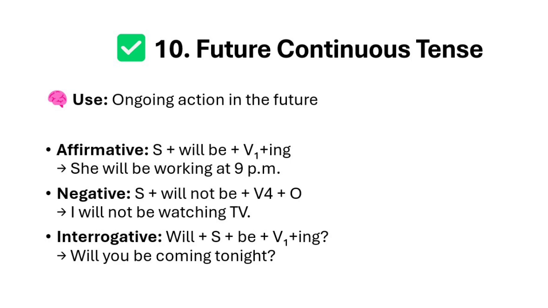I forgot to add that. Okay, you should understand. Now see the example. She will be working at 9 p.m. Now see the negative structure. Subject plus will not be plus fourth form of verb plus object. Example, I will not be watching TV. Now interrogative sentence structure. Will plus subject plus be plus first form of verb plus ing. Example, will you be coming tonight?